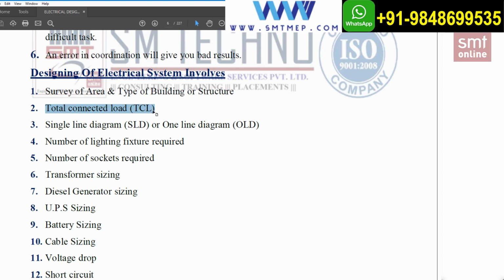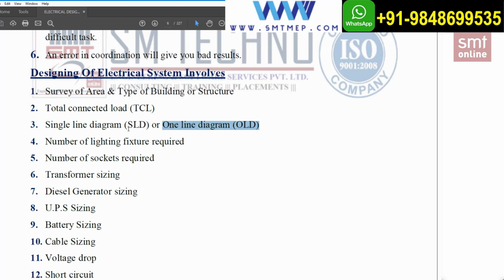So to provide a proper amount of electricity, we should know the value of TCL. Based upon this only, we are going to size the major equipments like your transformer, generator, etc. Next, after getting this value, we have to find the single line diagram or the one line diagram. Both are same. In some countries they call it one line diagram, in some countries single line diagram.